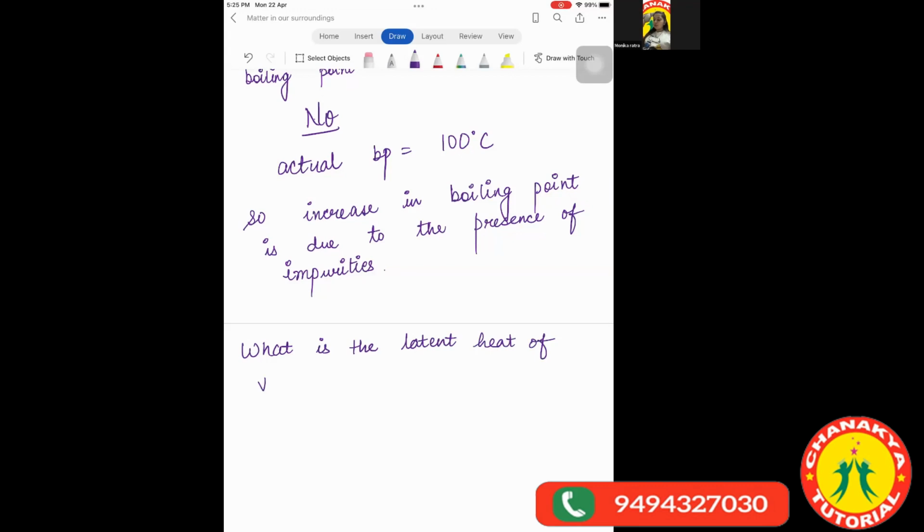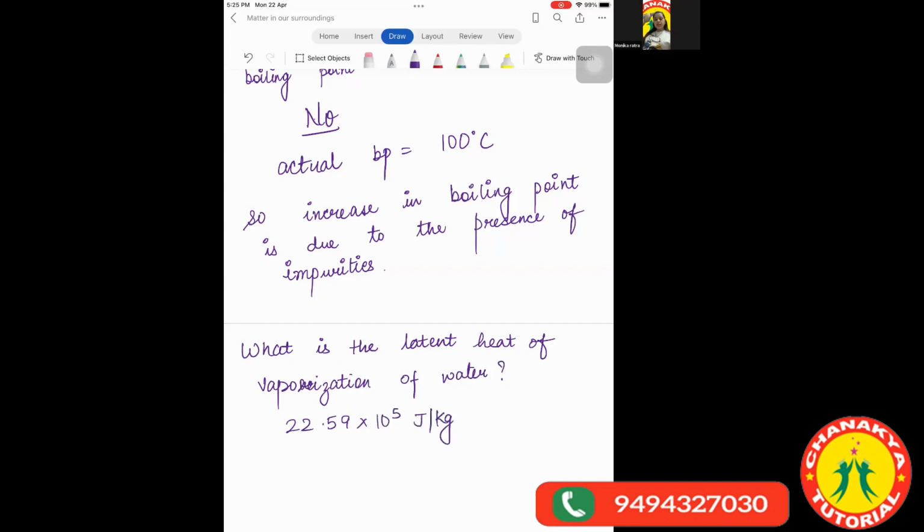What is the latent heat of vaporization of water? Even if we speak about the latent heat of fusion of ice, in that case also the value remains the same. The answer for this is 22.59 into 10 raised power 5 joule per kg.